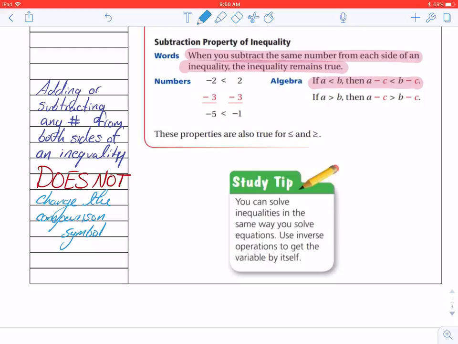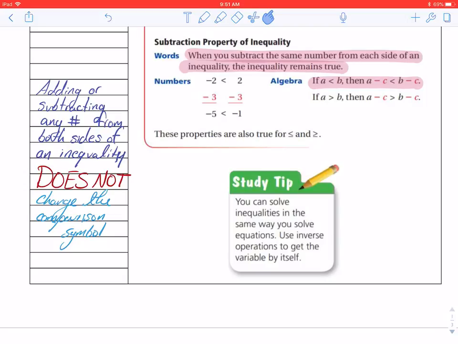So very important, because if we add something or subtract something from either side of an inequality, it does not change the symbol in the middle. The only thing that changes is the numbers, but the symbol is still true. Something will still be less than or greater than or equal to, or less than or equal to. The only thing that is changing is the numbers.